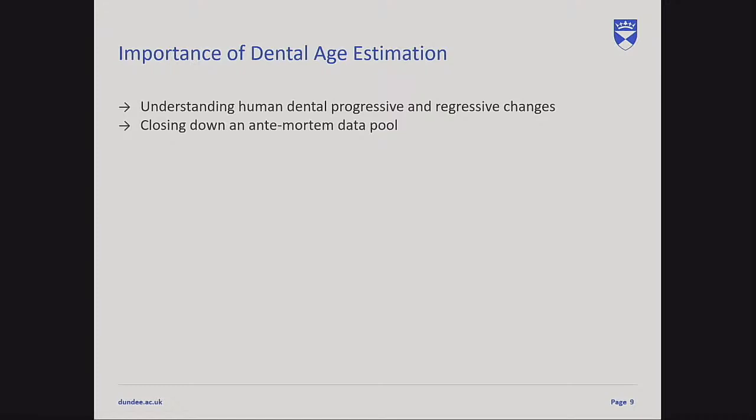Let's say that we have 10 people in our antemortem data set, and only 2 of them are below 18 years old. Jadi cuma ada 2 yang di bawah 18 tahun. If we do the dental age estimation, we can focus on those 2 people if we find that someone is in that range of age.